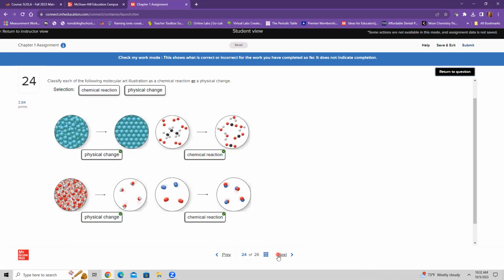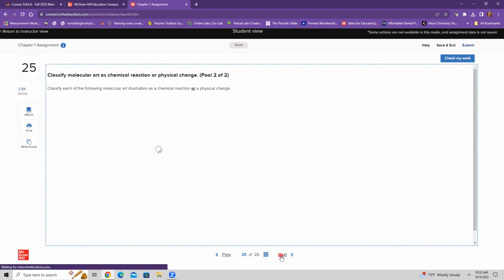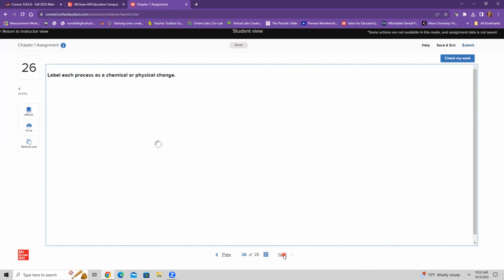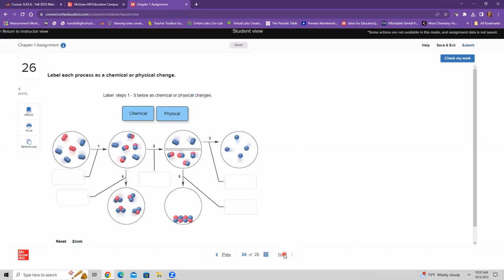All right, next. Let's see, there's another one like that. Yep. All right, same thing. I'm not doing that one, but you know how to do it. And then this one's a little picky. This one's tricky because of the numbers, see where they are? So you've got to look at that.